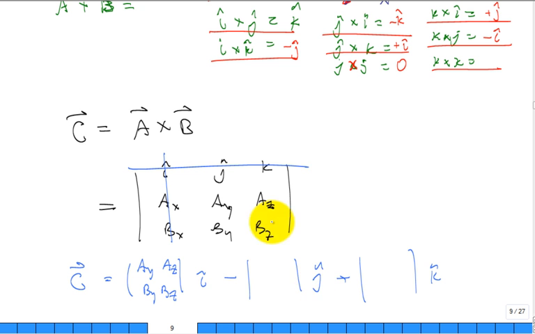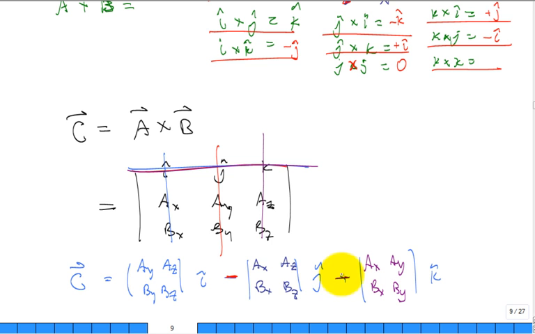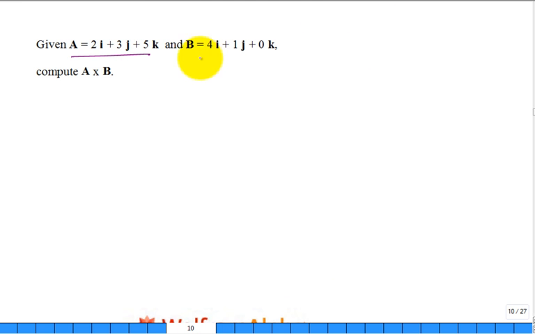And then how about for the J? Don't forget this minus sign, right? And then you cross, and then what you're left with is an AX, AZ, BX, BZ. And then for the K, you cross, you're left with an AX, AY, BX, BY, and this is a plus. True? You ready? Given A is this vector and B is that vector, compute A cross B.